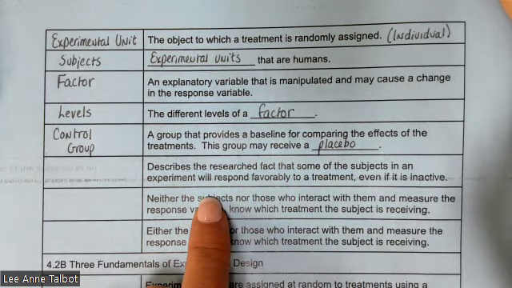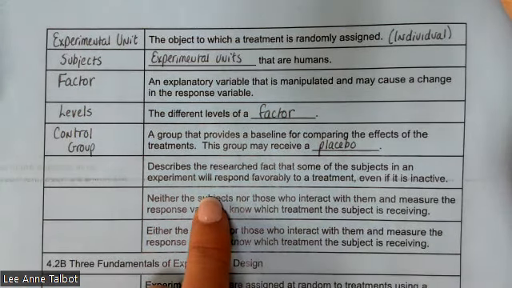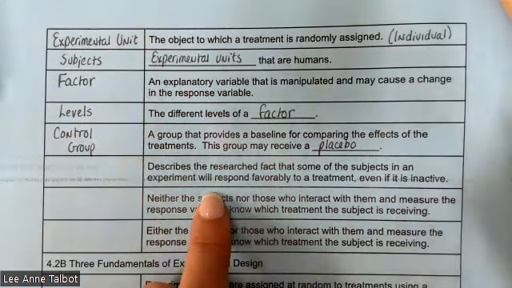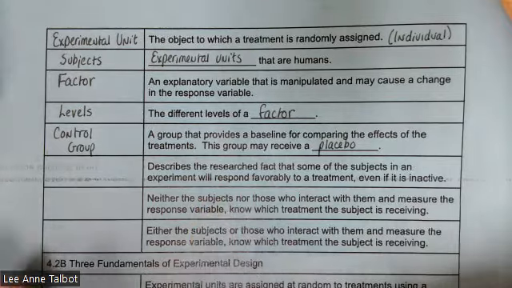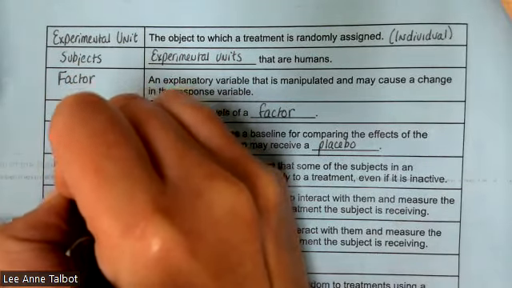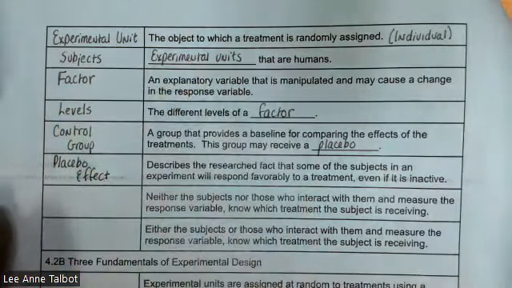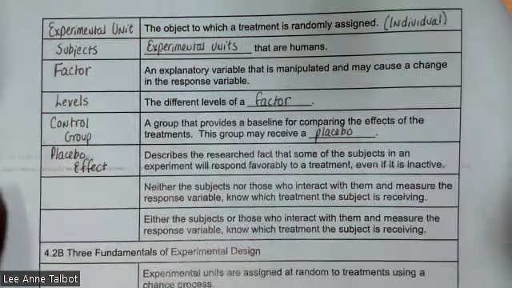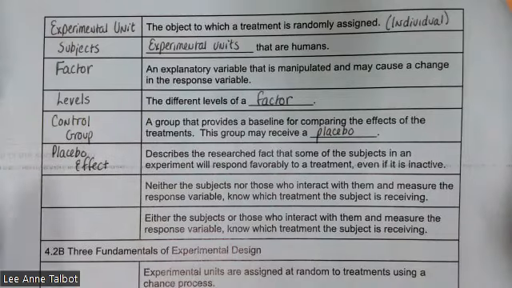Oh, what's the next box? Describes the researched fact that some of the subjects in an experiment will respond favorably to treatment, even if it's inactive. What's that called? Placebo effect. Still a mystery to Mrs. Talbot. Her little brain can't bend around it.